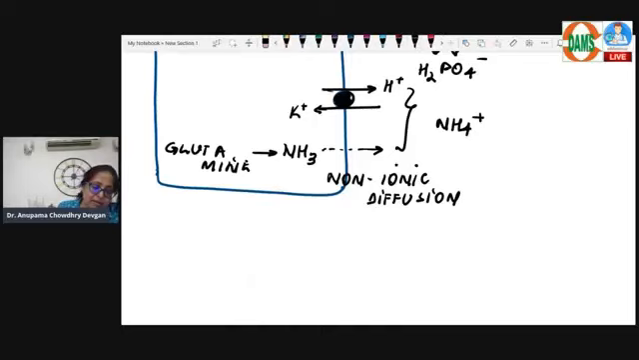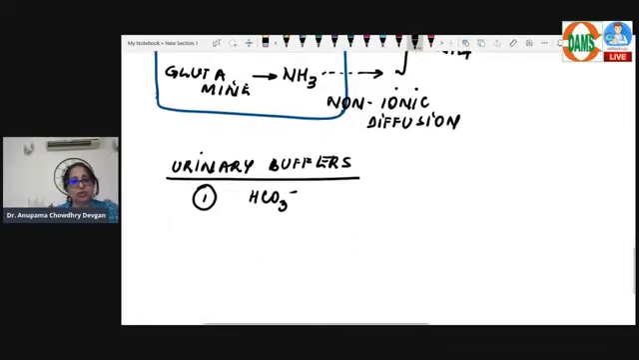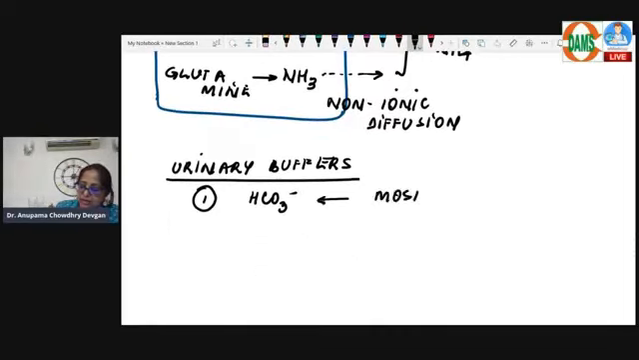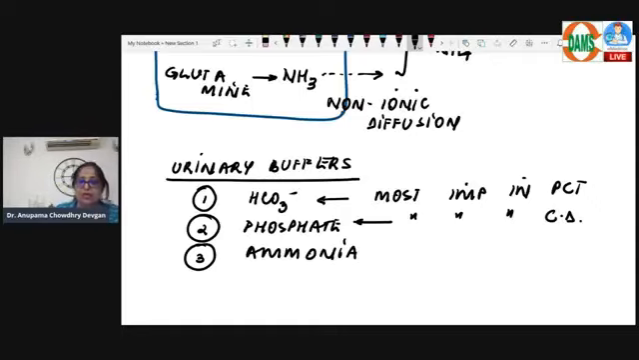So now my next important point is, which are the urinary buffers? Number one is bicarbonate. Bicarbonate is your urinary buffer. This is the most important in the PCT. Number two, phosphate. This is the most important in the collecting duct. Number three, ammonia. Ammonia is also a urinary buffer.